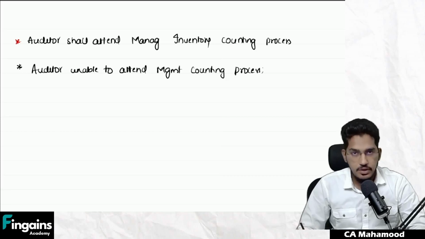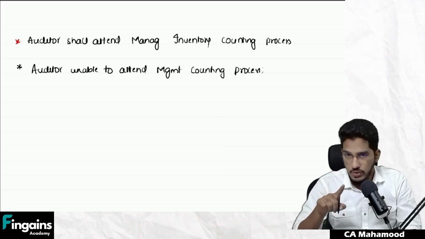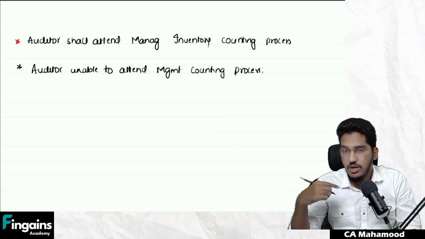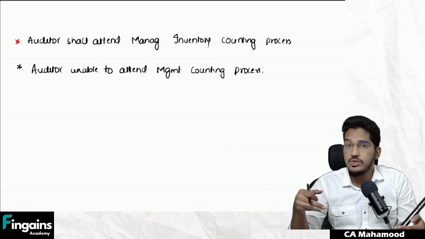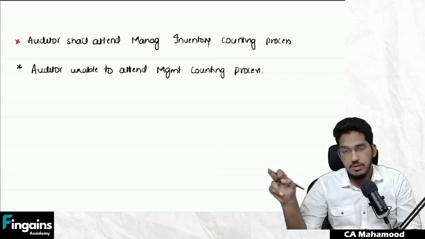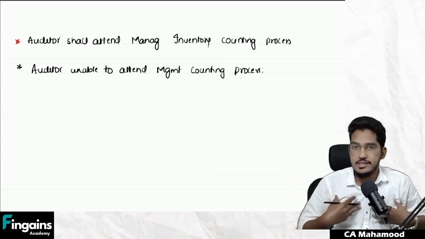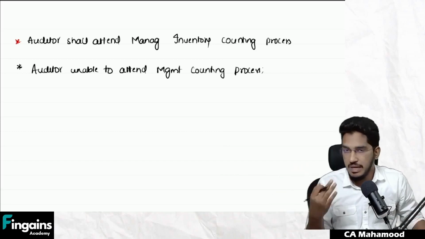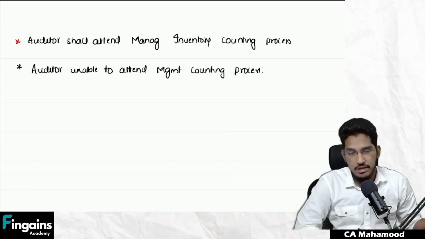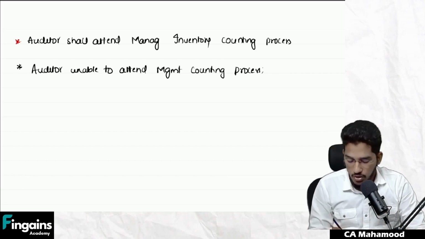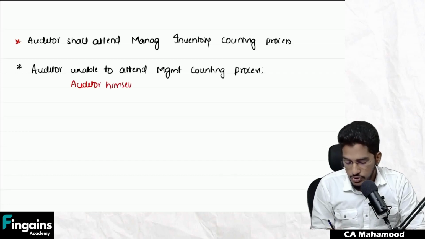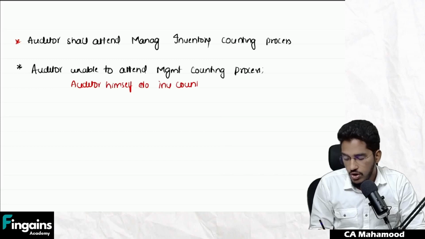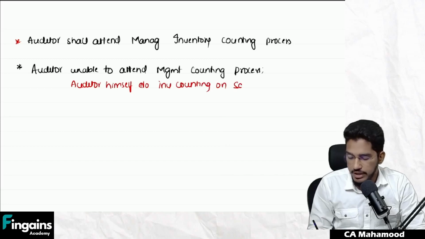Now what should happen, sir? What the standard says is, if you are unable to attend management's inventory counting process, you should do the verification on your own on some alternative date. If you have attended when management is counting inventory, your work is less; you have to just sit and observe. But if the management invited you and you were unable to attend, the auditor himself should do inventory counting on a sampling basis on some alternative date.